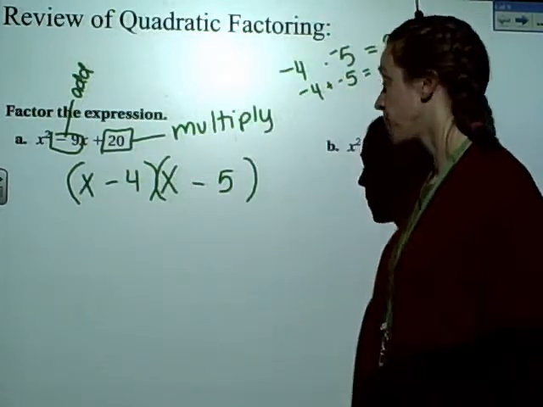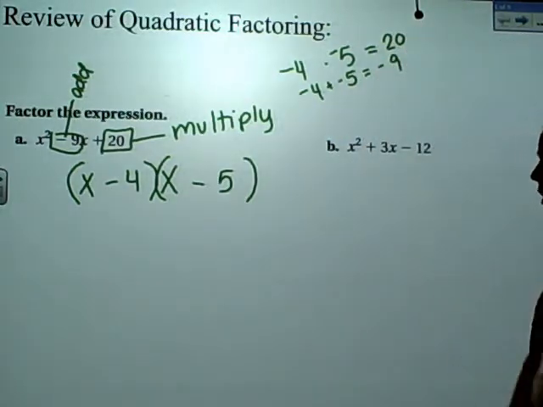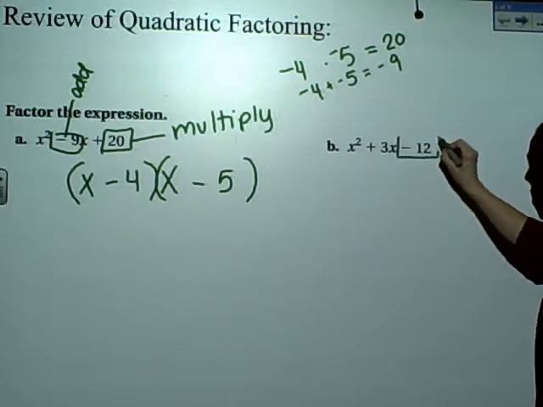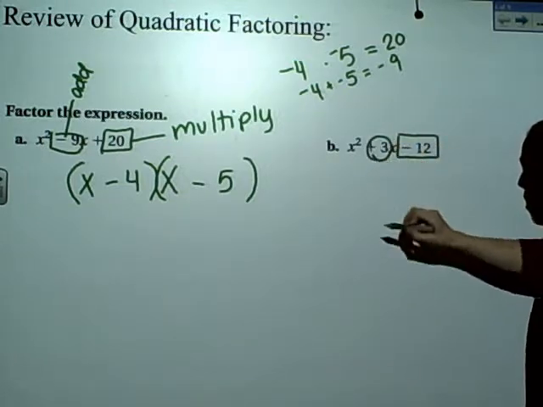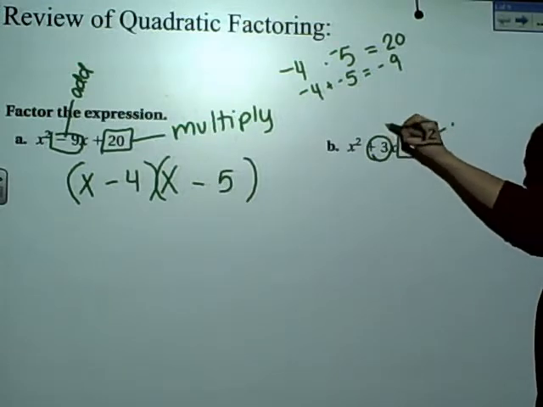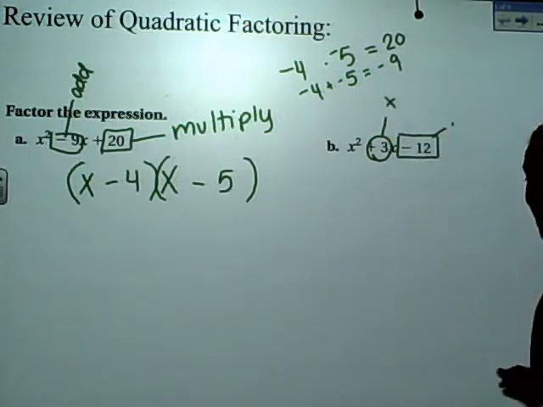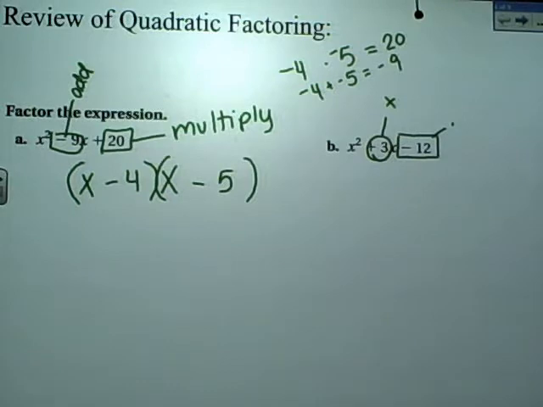That's it. You guys take a second. Try this one. Remember, you are thinking of what will multiply to be -12 and add to be 3. You're going to do it the exact same way I just did right there.